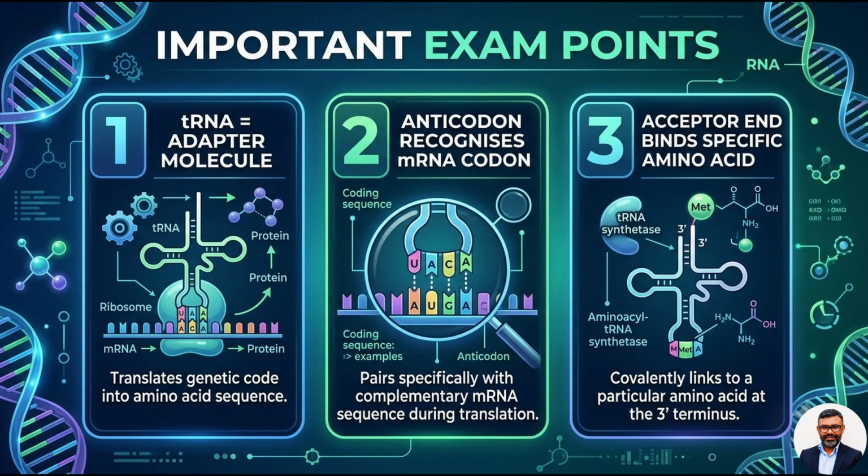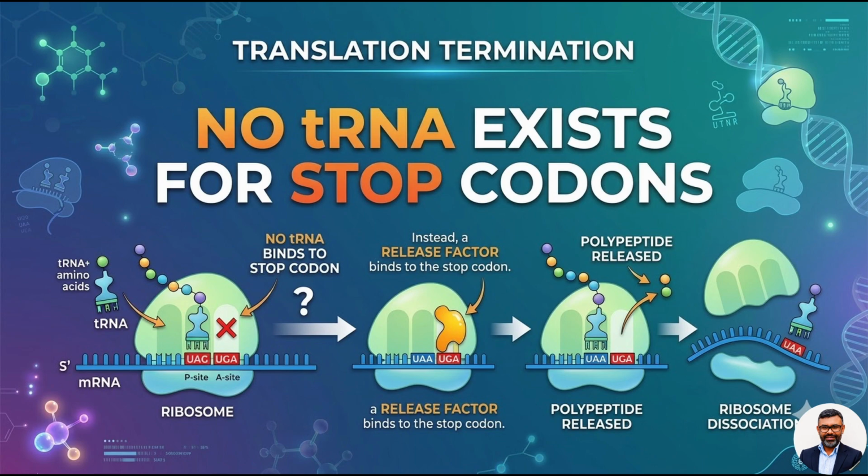Now, remember these important points for your board and NEET examinations. First, tRNA is called the adapter molecule because it connects the codon with its corresponding amino acid. Second, the anticodon of tRNA recognizes the complementary codon on mRNA. Third, the acceptor end binds the specific amino acid. And one very important point, there are no tRNAs for stop codons.